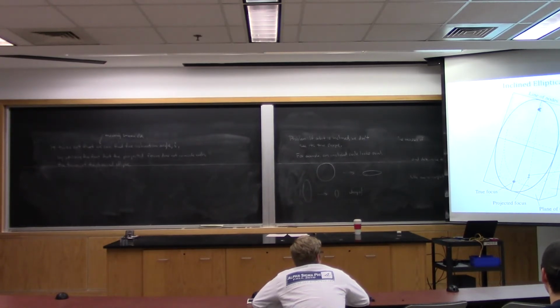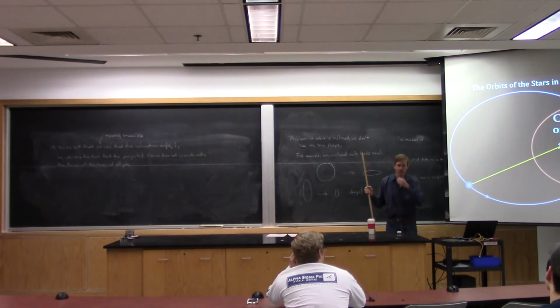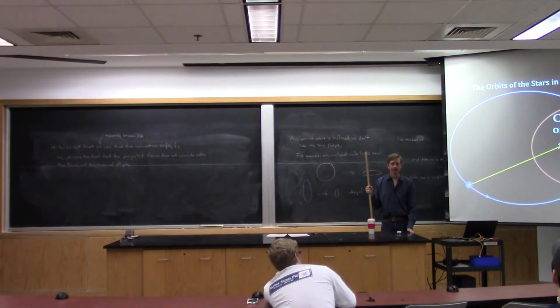How do we do that? How would you imagine determining where the true focus of the orbit is? You can't do it just from looking at the shape of the apparent orbit because it's distorted. But what could we do to figure out where the true focus is? Go back here. What's true about the orbits?